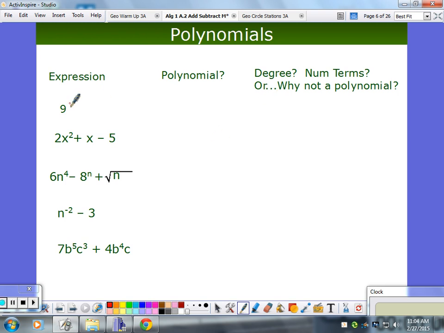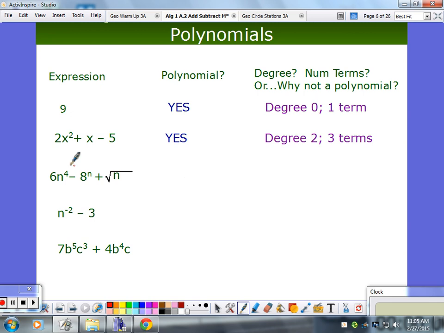So 9, is that a polynomial? Yes. Okay, what's the degree? 0, right? There are no variables being multiplied here. How many terms? 1 term. Okay, let's look at this expression here. Is this a polynomial? Yes. What's the degree? 2. How many terms? 3. 1, 2, 3.